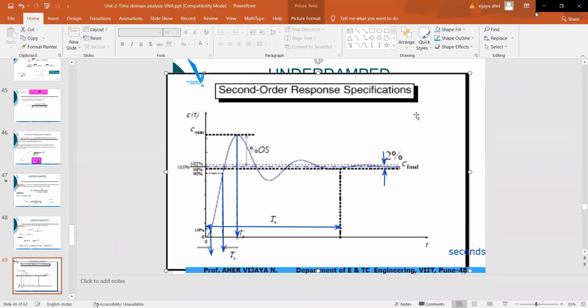Response specification. This is the response of a second order system when a unit step input is applied. So please remember this, and you are supposed to draw this along with the specifications. Let's move ahead.